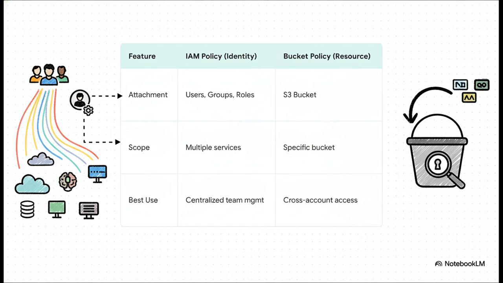So let's break that down just a little more. An IAM policy attached to a user can give them really broad powers across lots of services. A bucket policy, on the other hand, is attached right to the S3 bucket, and it only, and I mean only, applies to that one bucket. So what's the takeaway? Use IAM for your team's general day-to-day permissions, but use bucket policies when you need really specific, tight control over one bucket, especially for things like giving another AWS account access.